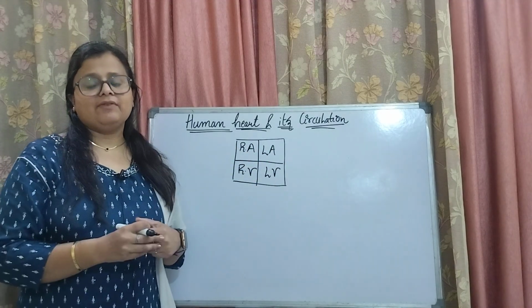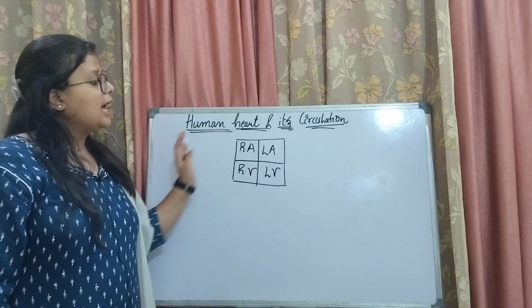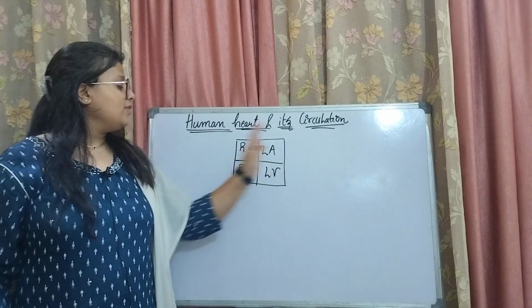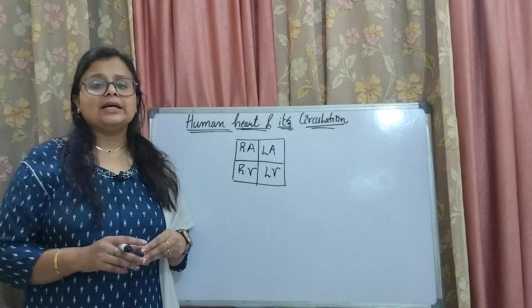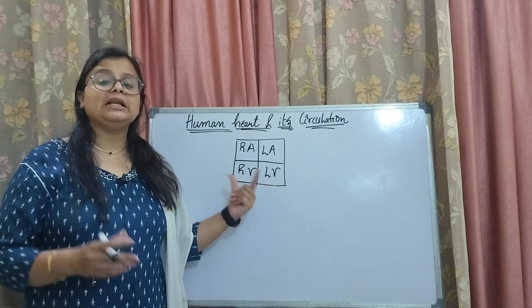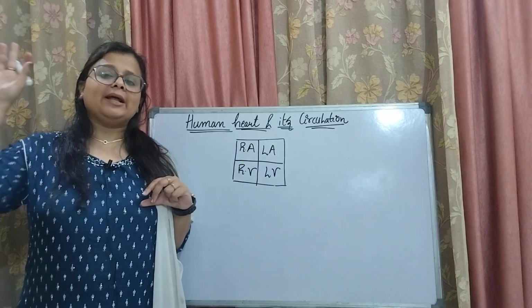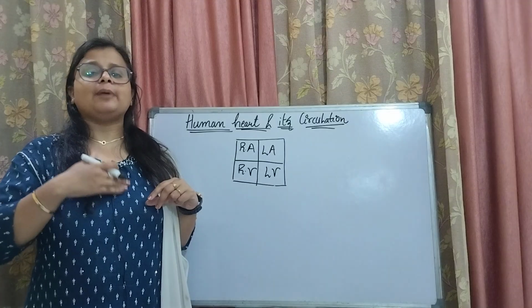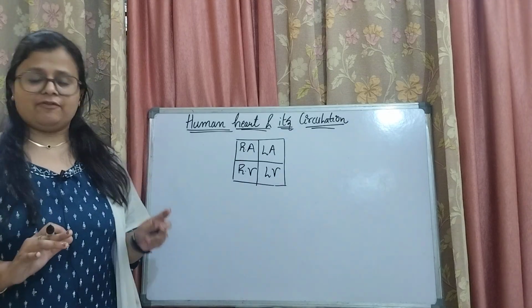Now the question might have arisen in your mind. In our notebook, we considered this side as left and this side as right. So why are we writing this side right and this side left? Because we are considering that this human heart is placed inside a human being. If the heart is placed like this, this hand is the right hand, so this part is the right part and the other part is the left part.